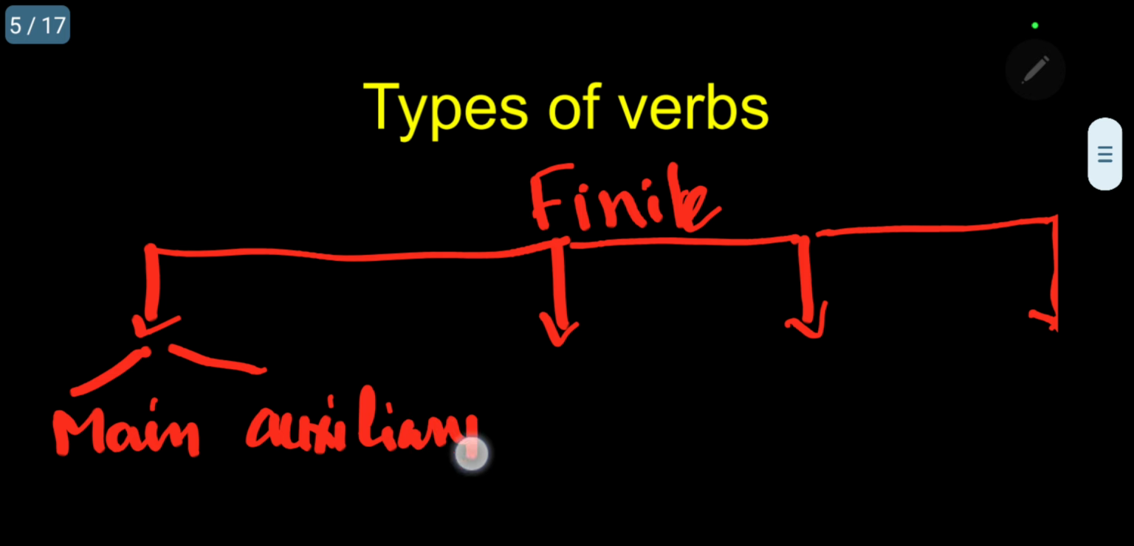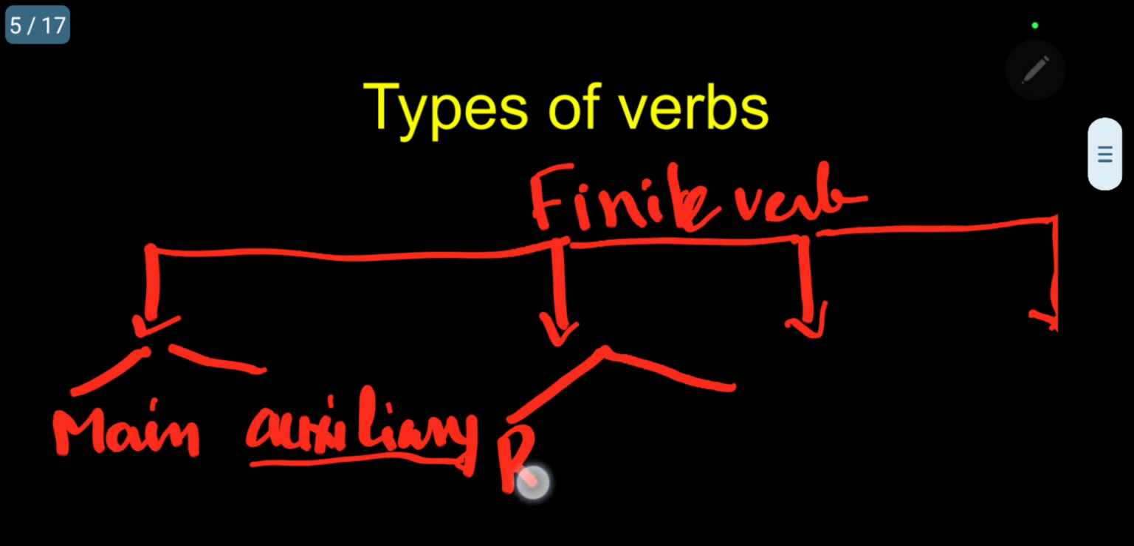Main and auxiliary verb. Main verb and auxiliary verb. Please follow. So here in the tag questions, we are going to concentrate only on the auxiliary verb. We will come back later. Next, the most important is regular and irregular verb.